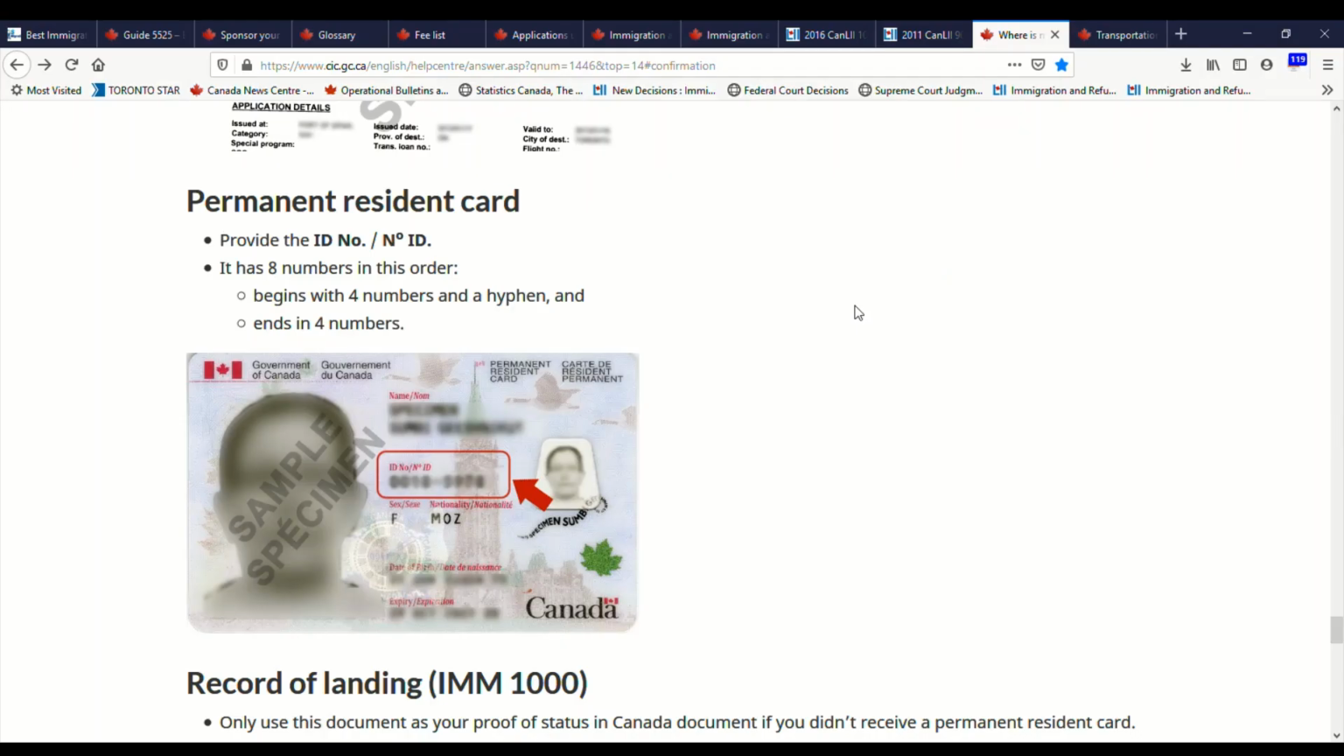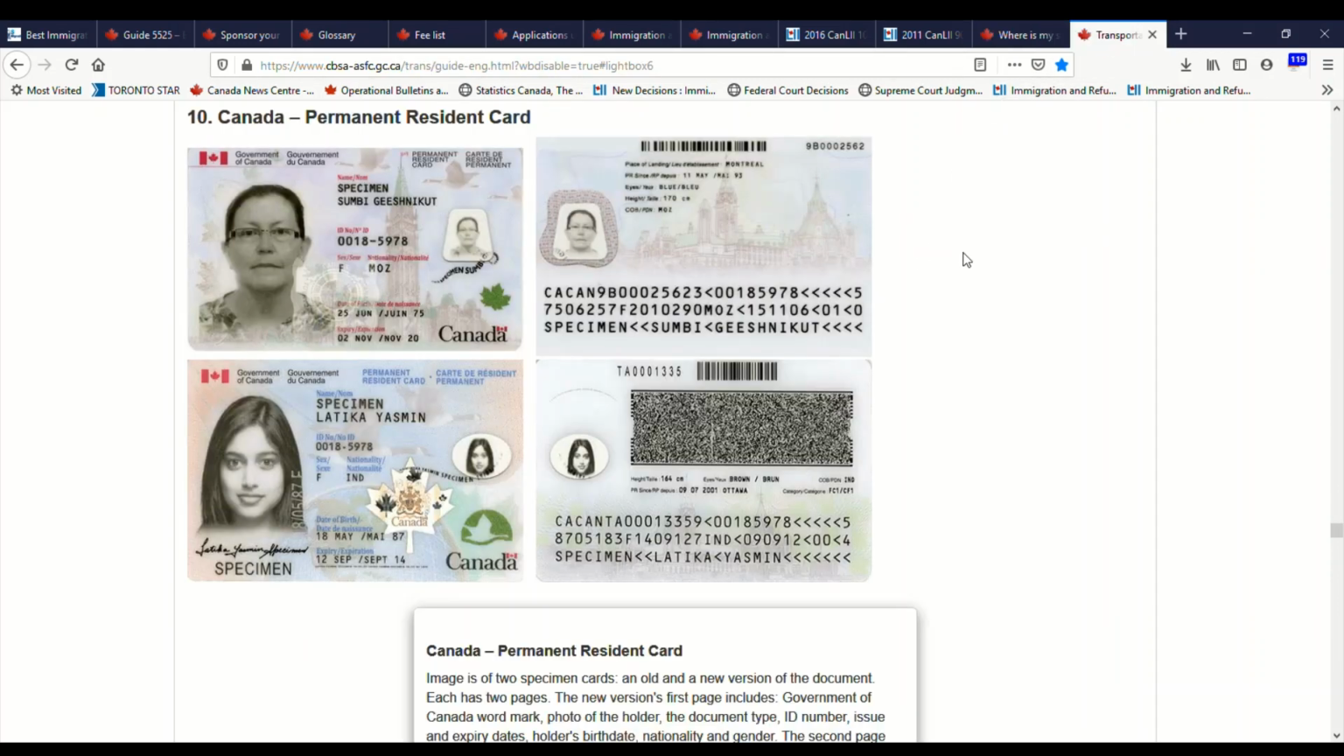To give you an idea of what the client ID number looks like, here you can find on IRCC's website a specimen of the permanent resident card, and you see here it has 4 digits, hyphen, and 4 digits, which is still the old version as opposed to the 10 digit. You can also find a specimen on CBSA's website. Here you see it's 4 digits, hyphen, 4 digits, and the same here.